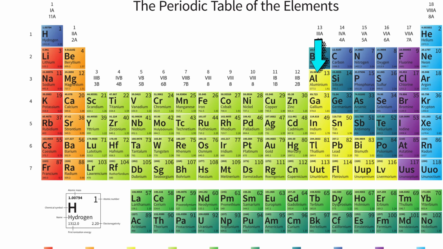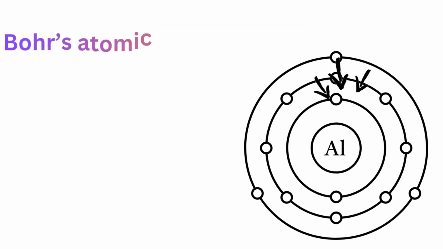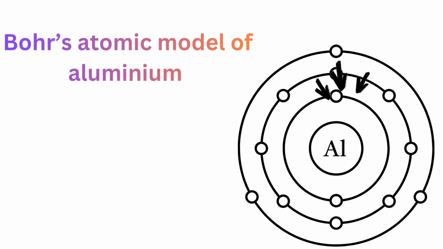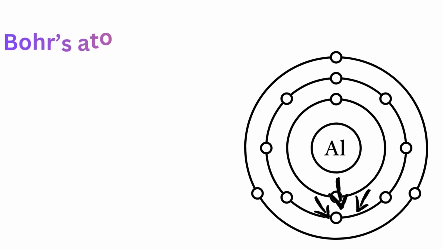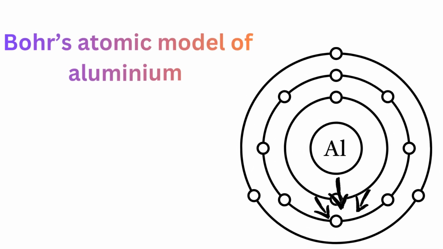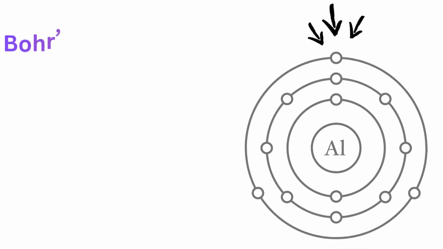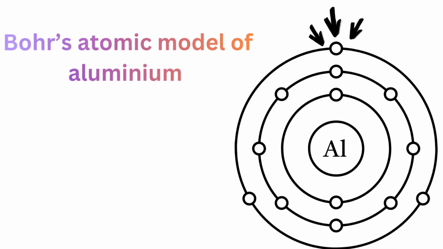Example 2, aluminium. In the periodic table, we find that aluminium has a proton number of 13. Now, to draw aluminium's Bohr model, we start by putting 2 electrons in the K shell, since it can hold 2, leaving us with 11 electrons. Next, we place 8 electrons in the L shell, since it can hold 8, leaving us with 3 electrons in the M shell. This means aluminium has 3 electrons in the outer shell.